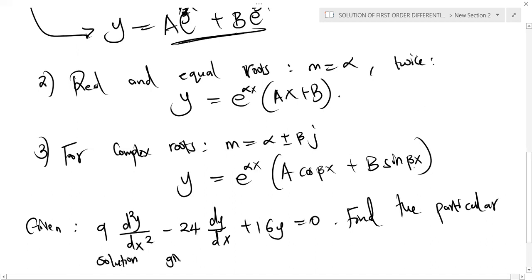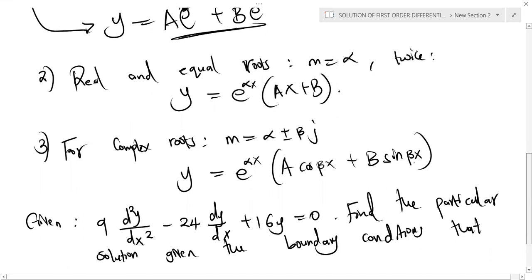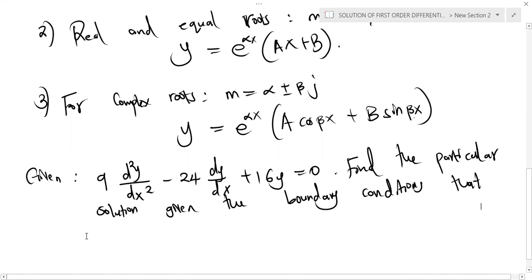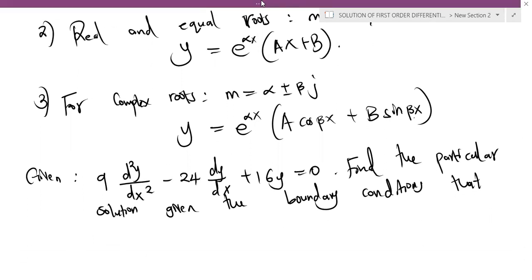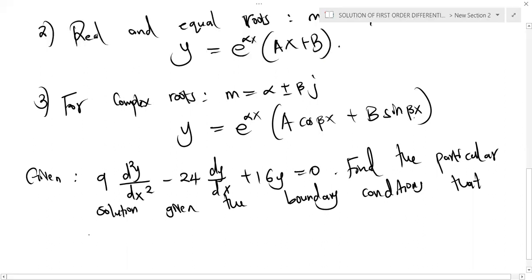Find the particular solution given the boundary conditions that when x is equal to 0, y is equal to 1 and dy/dx is equal to 3.